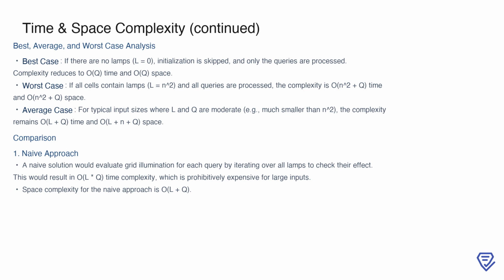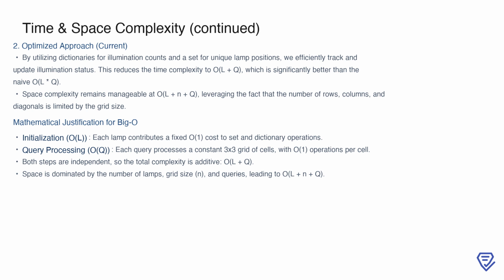For average cases, where typical input sizes have L and Q values much smaller than n squared, the complexity tends to remain closer to O(L + Q) for time and O(L + n + Q) for space. Comparing this to a naive approach, where we would evaluate the illumination for each query by iterating over all lamps, the time complexity would balloon to O(L * Q), which is highly inefficient. The space complexity in the naive case would still be O(L + Q), but the time cost renders it impractical for large grids. The optimized approach described here is far more efficient than the naive method.